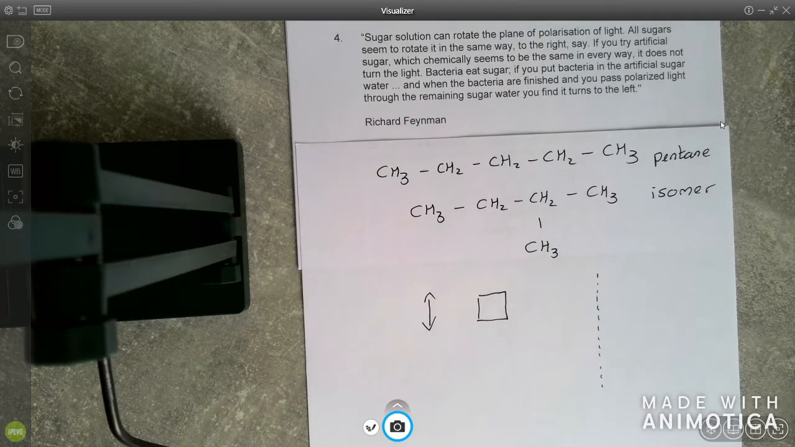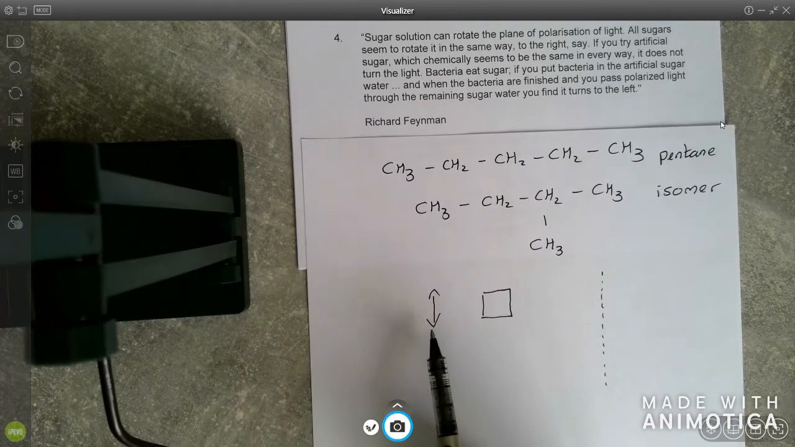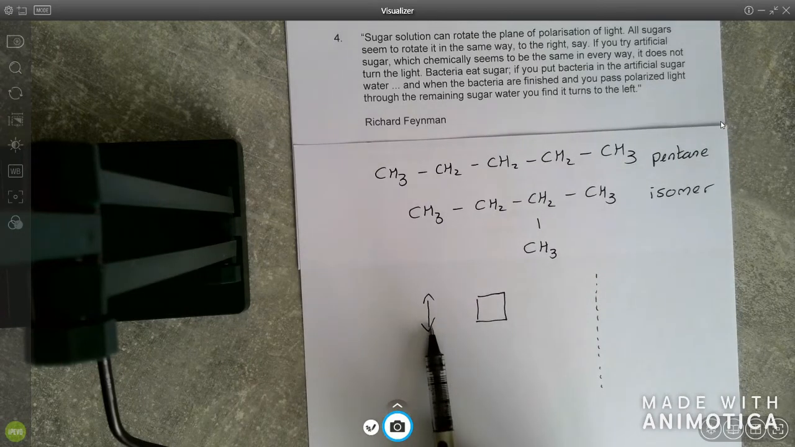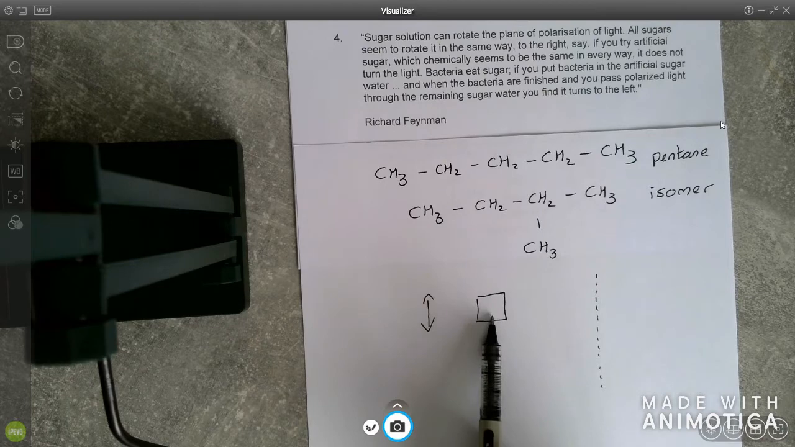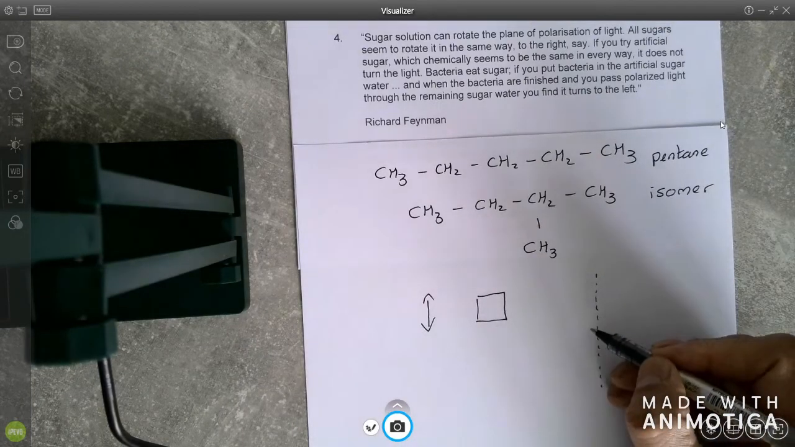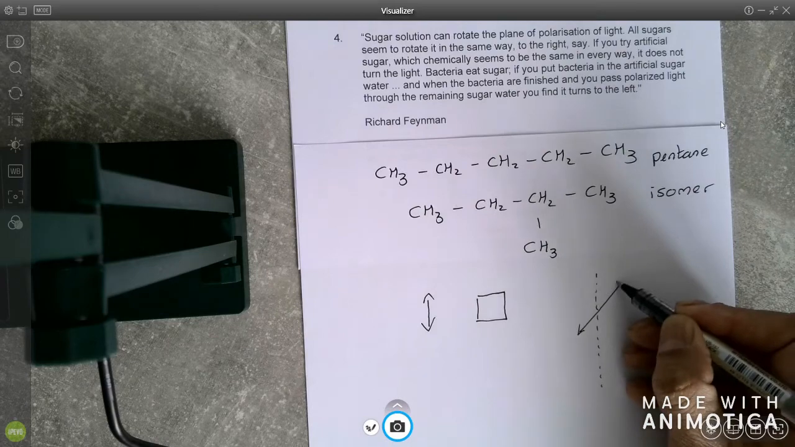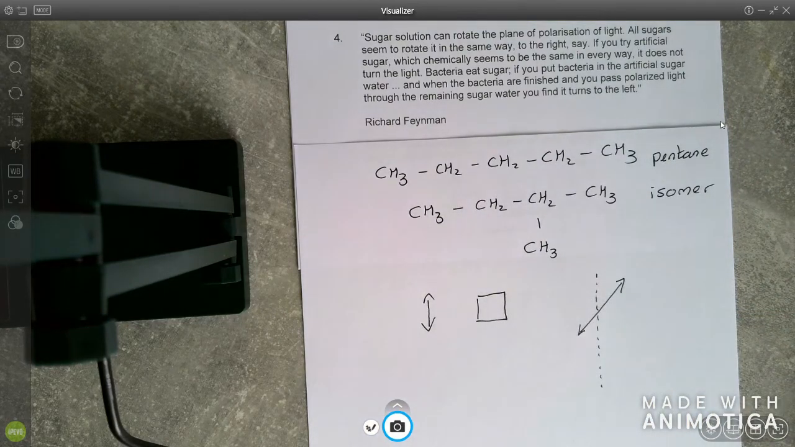Now, sugar, there are 2 forms of the same sugar molecule, and they've got exactly the same atoms, but they're arranged in a slightly different way, and these are called stereoisomers. And natural sugar contains only one form of this molecule, which rotates the plane of polarization of the light. So if we've got some light which is vibrating in the vertical plane, if it passes through natural sugar, the plane of polarization will be changed to that direction.